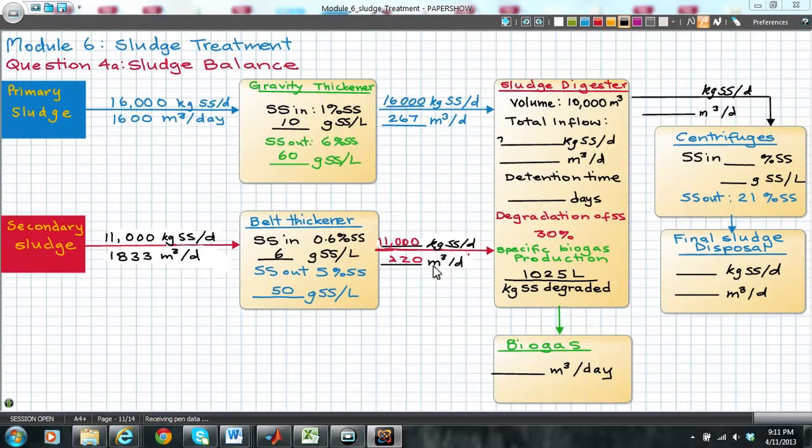So we have 27,000 kilograms of suspended solids per day.